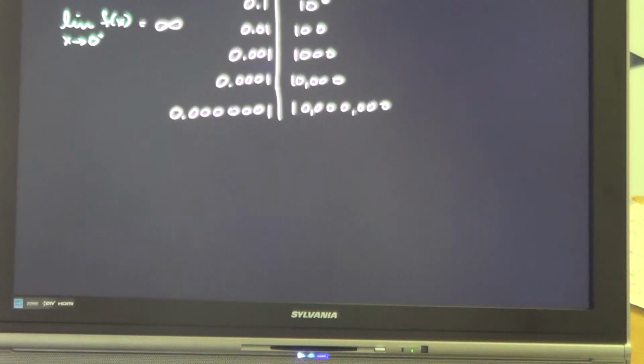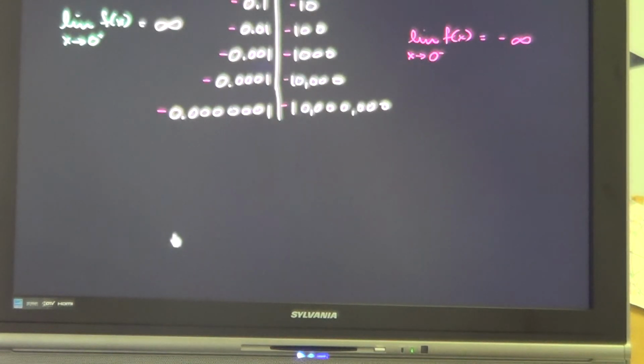Well, let's think about another limit. Let's think about the limit of f of x as x approaches 0 from the negative direction. Well, in that case, we can just make each of these values negative. So if x is negative 0.1, then this is going to be negative 10. If this is negative, then this is negative. And so what we see here is that this becomes larger and larger numbers in the negative direction. We keep going, if we're thinking about a number line, further and further to the left. So we can say the limit of f of x as x approaches 0 from the negative direction is equal to negative infinity. Well, that's interesting.